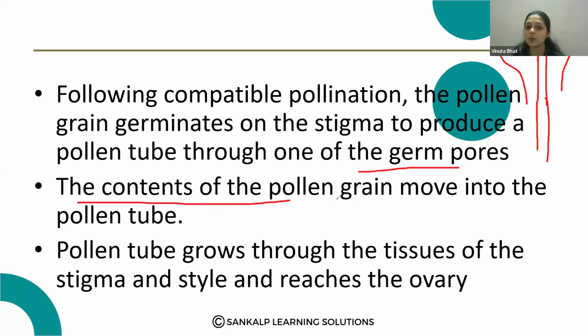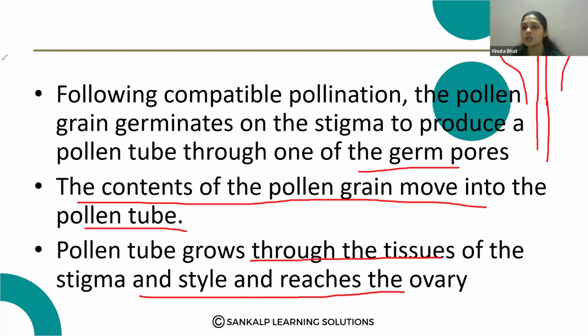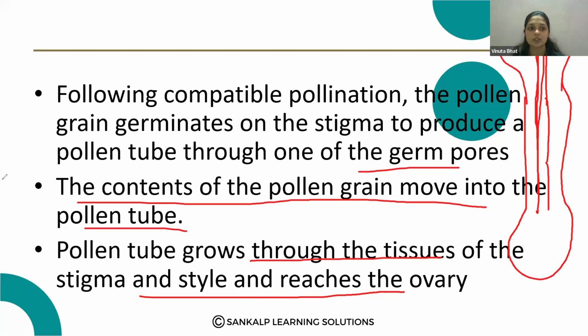The contents of the pollen grain move into the pollen tube and the pollen tube grows through the tissues of the stigma and style and reaches the ovary. This pollen grain forms the pollen tube through the germ pore, where sporopollenin is absent, and through that it produces the pollen tube. Then it is able to reach the ovary. Just imagine this is the ovary. The pollen tube is formed like this. I will show the diagram.